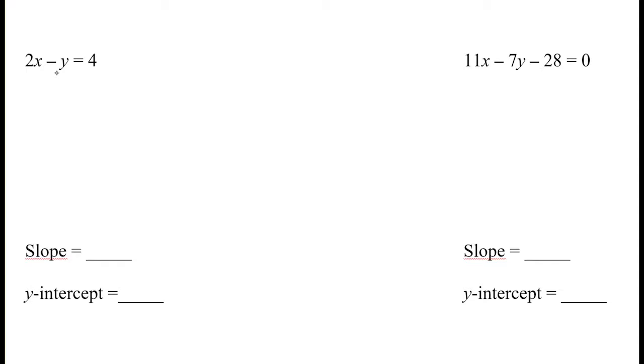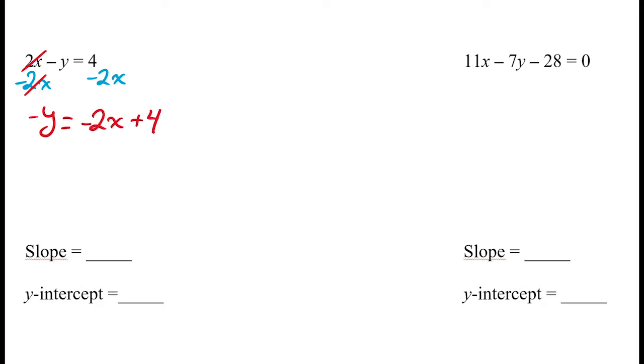I could notice that my y is negative, so I could move it over to the other side to make it positive, or I could move everything else over to the other side and then divide by a negative. And that's the way that we're going to do this example. So I want to get y by itself. I'm going to move the 2x over to the other side. So I'm going to subtract 2x from both sides. They're going to cancel. And I'm going to end up with negative y is negative 2x plus 4.